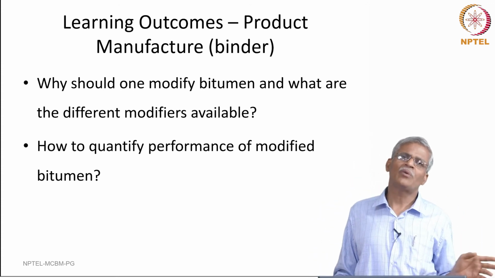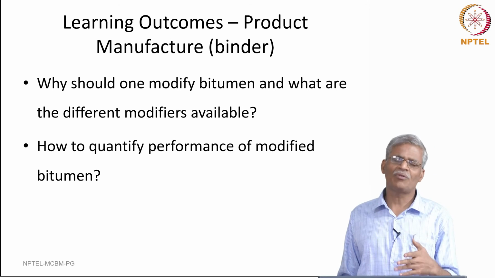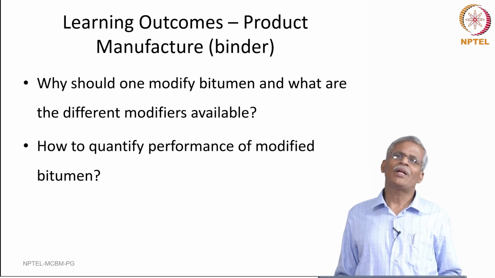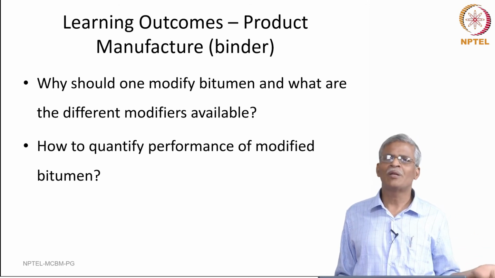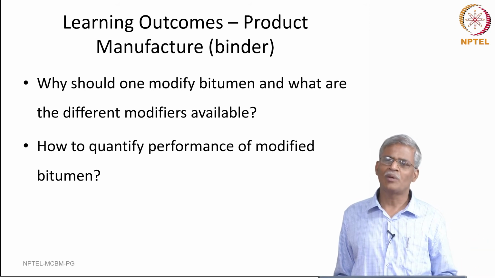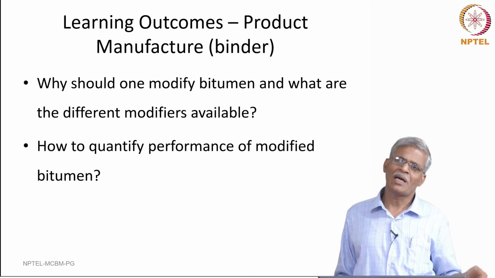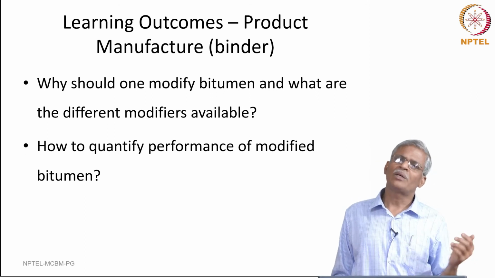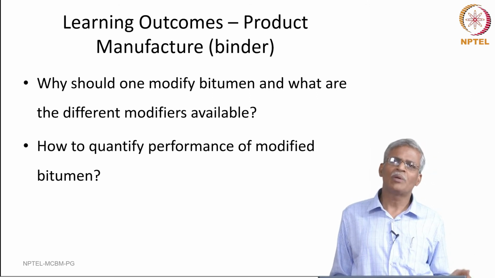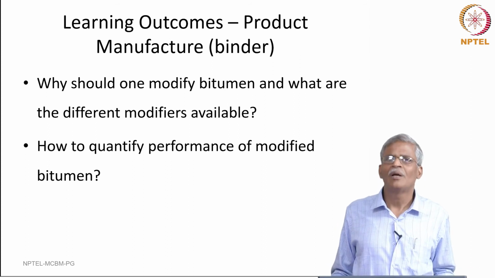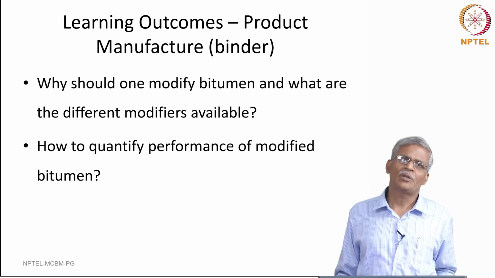Are each and every modifiers the same or are they different? And again, if I take, let us say, a styrene butadiene styrene polymer, mix it with one type of bitumen, let us say an air blown material, or mix it with another type of bitumen which is a blended bitumen, will they give the same performance? Will the performance be different? So, these are some of the issues that we need to discuss.